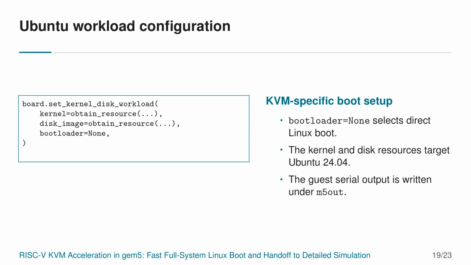The workload uses set kernel disk workload. For the KVM path, bootloader none selects the direct Linux boot that I mentioned. The kernel and disk resources target Ubuntu 24.04, and guest serial output still appears under m5out.